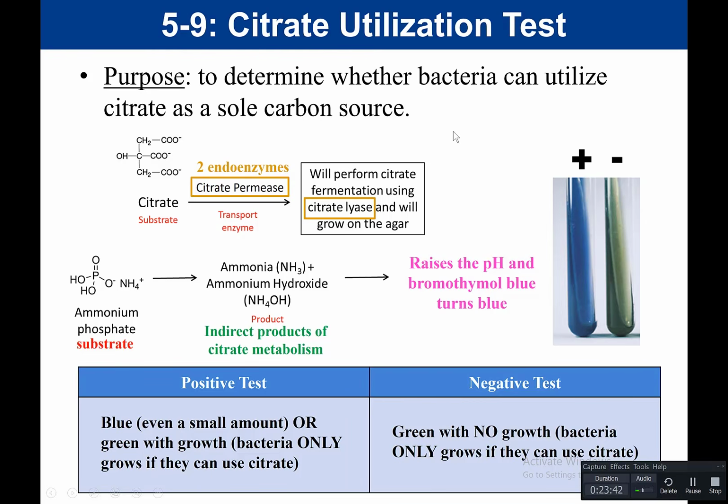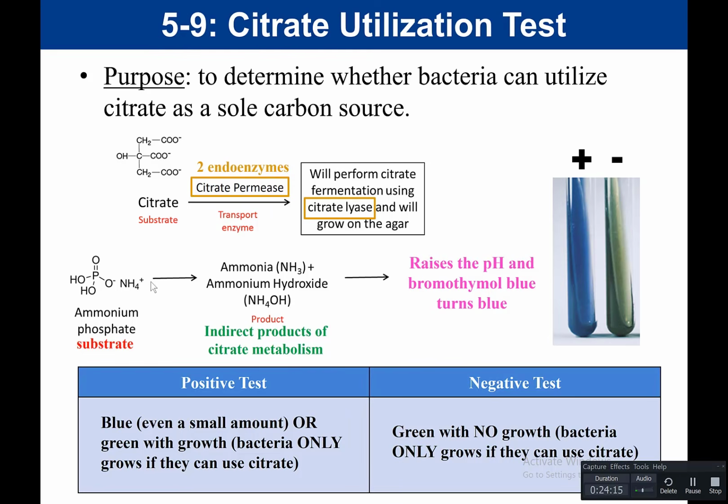We are using an indirect method because if bacteria utilize the citrate, they will also utilize the ammonium phosphate because they need a source of nitrogen. You should know that they need nitrogen to make proteins and to make nucleic acids. So this is why bacteria must take in a source of nitrogen. They need it to make those macromolecules. And so if they utilize the ammonium phosphate, they will produce the products, which ultimately gives us our readout.